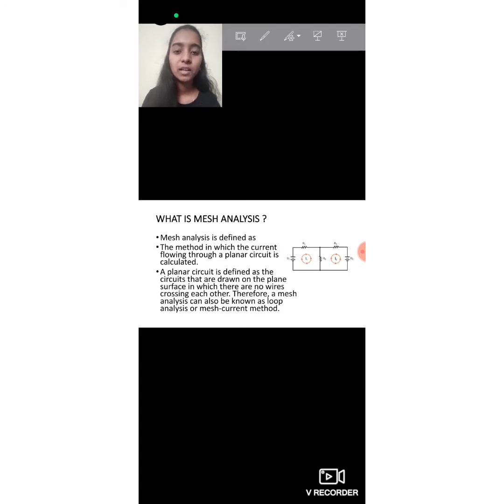What is mesh analysis? Mesh analysis is defined as the method in which the current flowing through a planar circuit is calculated. A planar circuit is defined as a circuit that is drawn on a plane surface in which there are no wires crossing each other. Therefore, mesh analysis can also be known as loop analysis or mesh method.